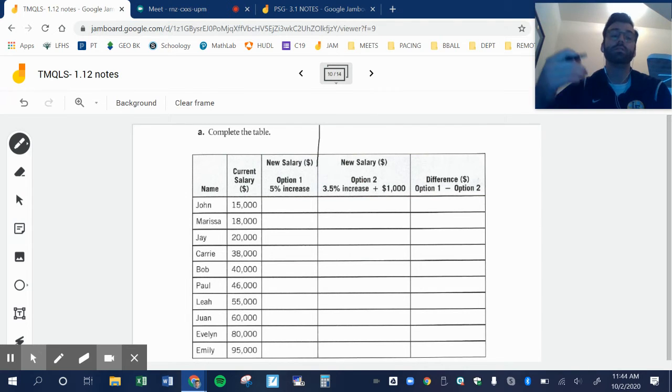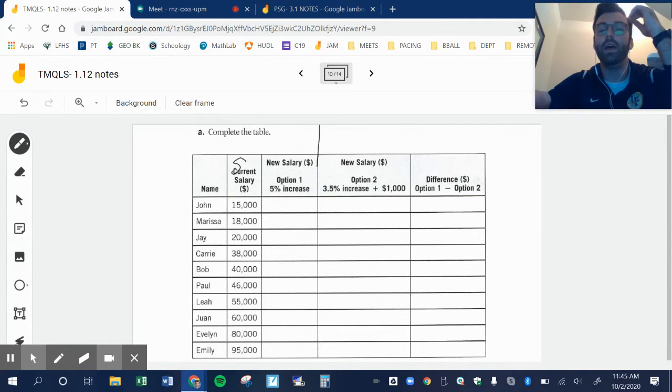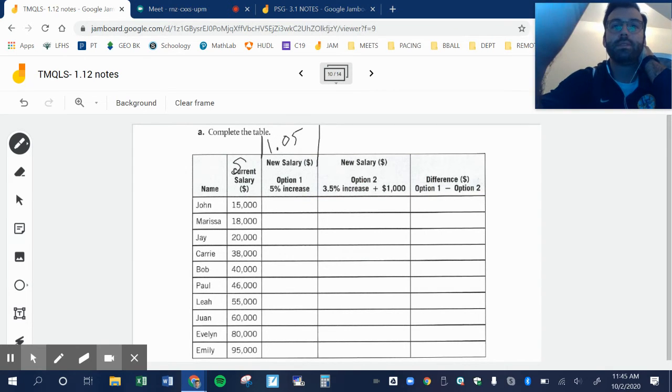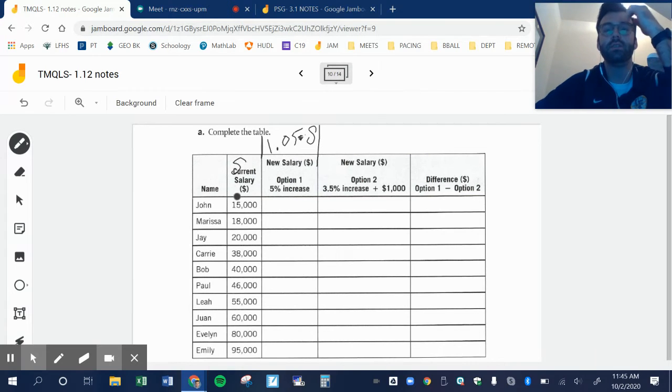So for every single one of these, I'm going to be taking the current salary. I'm going to call this salary S, because that's a salary, and I'm going to multiply it by 1.05. So every time I do 1.05 times S, times our salary. I made a little tail on the S so you know the difference between S and 5.